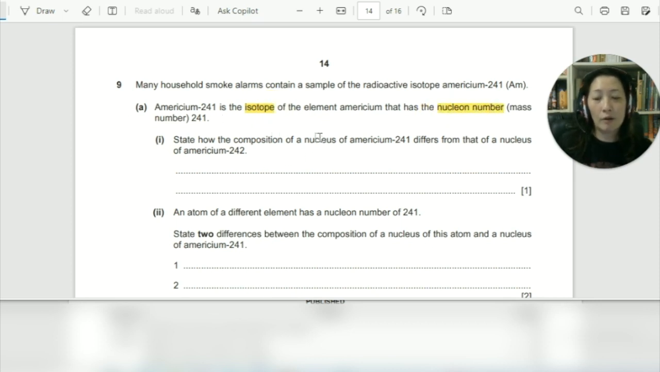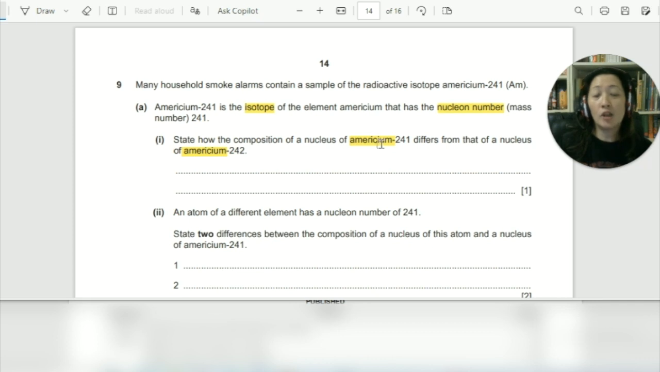Now, in this question, both of these nuclides are the same element of americium. As you should know by now, the same element has the same number of protons. So the answer cannot involve the discussion of the number of protons. Nucleons, as you should know, is the total number of protons and neutrons in the nucleus. So if both of these nuclides have the same number of protons, what makes them different is the number of neutrons. So that's what you need to mention in your answer.